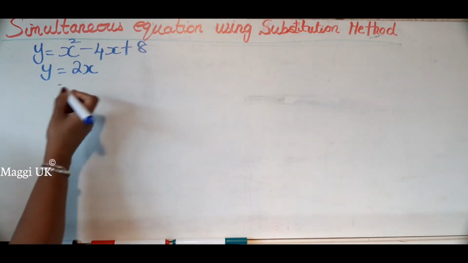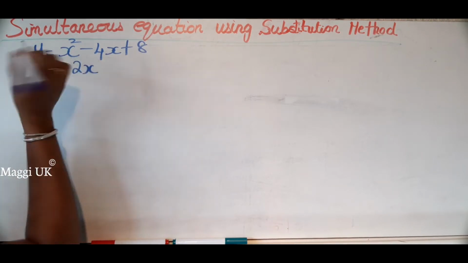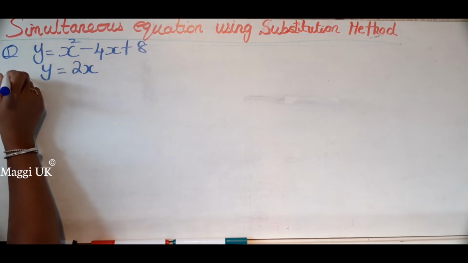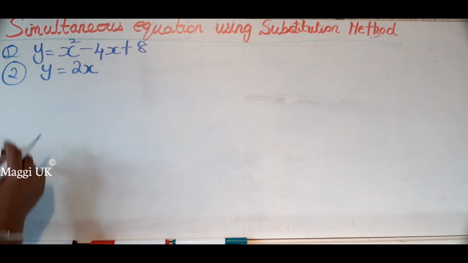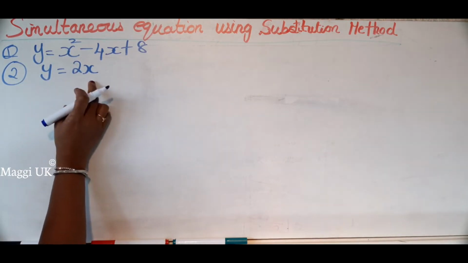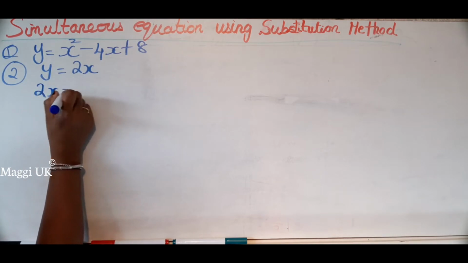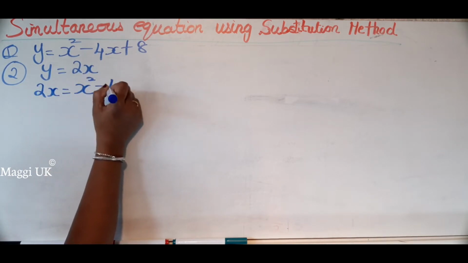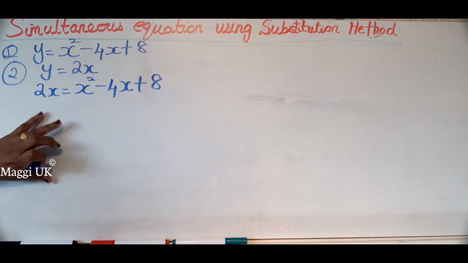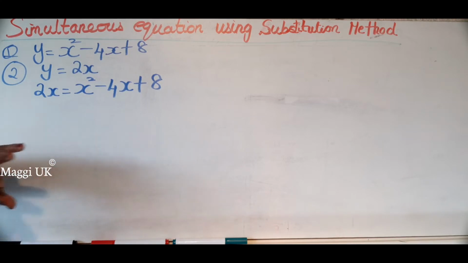So if you see here, we are going to substitute in this, let me put this one as your first equation, and this is going to be the second equation. So I'm going to put the second equation in the first. So when you substitute y equal to 2x, the first one will become 2x equals x squared minus 4x plus 8.